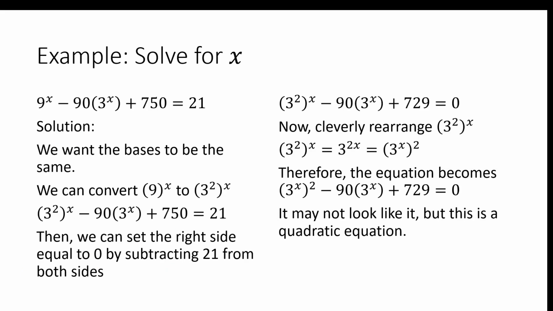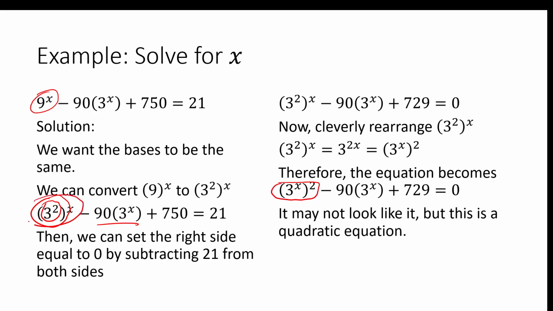In this next question, this is actually pretty interesting. What we're going to do here, we're going to make 9 to the x into 3 squared to the x. And we're going to keep this 3 to the x the same. Now, we're going to see an opportunity here to create a quadratic. So instead of 3 to the 2 to the x, we're going to make it 3 to the x to the 2.